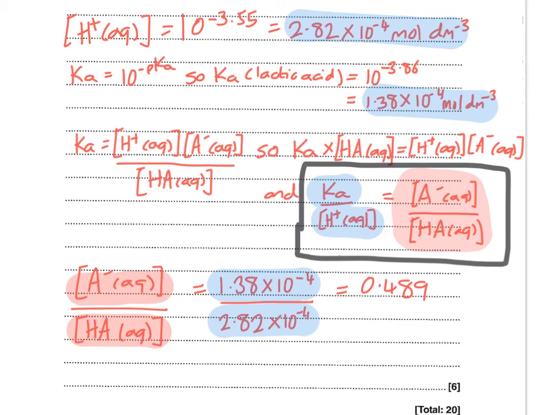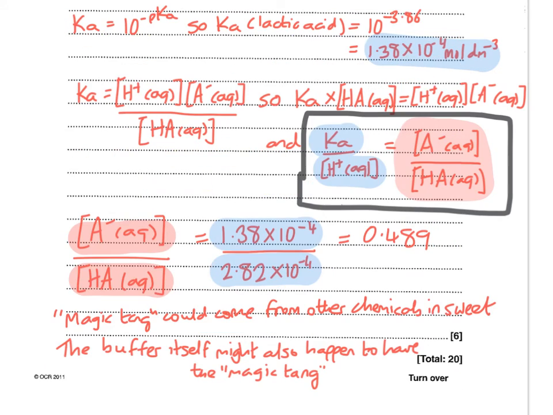The final part of the question asked us to comment on the validity of the idea that the pH of the sweet created the magic tang taste. Now obviously you could say that the magic tang could come from other chemicals in the sweet, and the buffer itself might also happen to have the magic tang. Both of those are valid things to say.